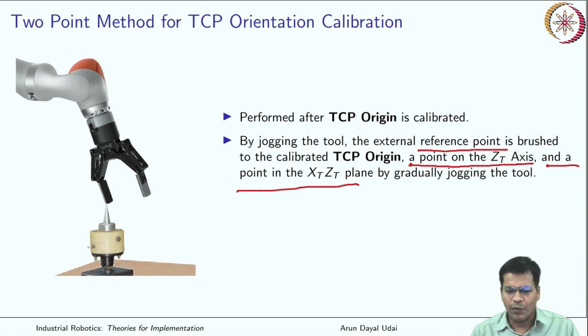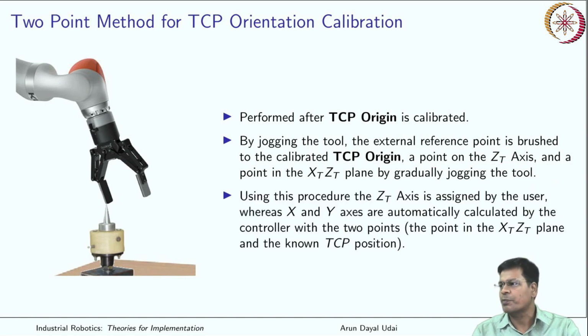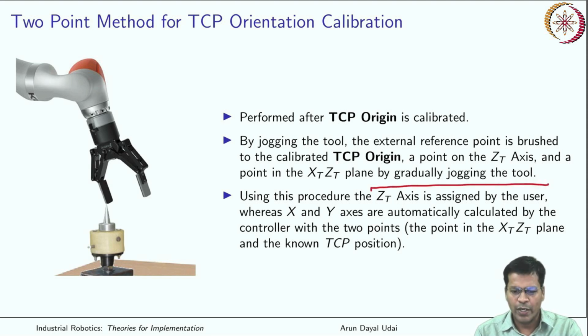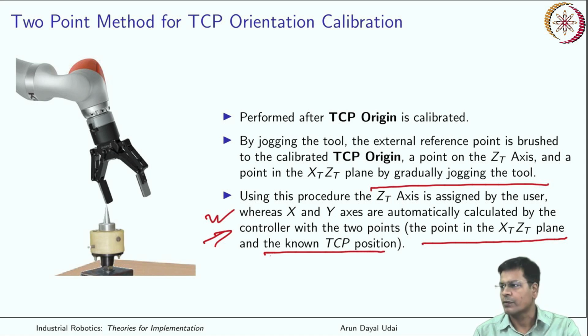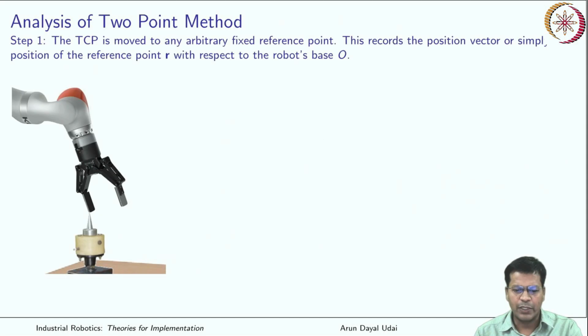Okay, using these 3 pieces of information, it calculates the unit vectors that are aligned along the TCP frame axes. So that is what will be found out. Using this procedure, the z-axis is assigned by the user itself, whereas x and y are automatically calculated by the controller with the 2 points that you additionally made contact with the reference point, that is a point on the xz plane of the tool and the known TCP position, that is the TCP origin. Okay, so how it does it, let us come to that.